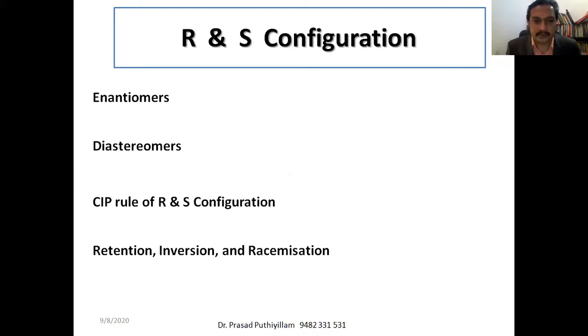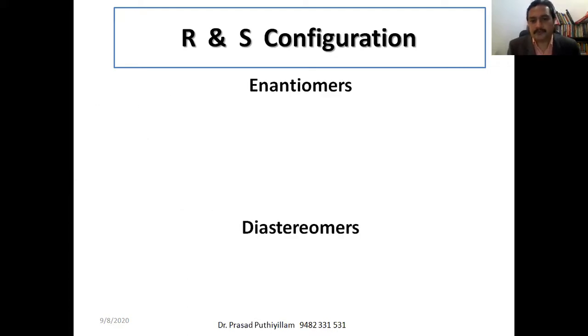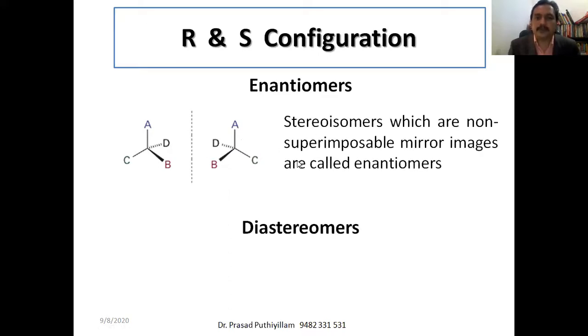racemization concepts. Enantiomers. To explain, I took a chiral molecule, a carbon atom connected to 4 different atoms A, B, C, D, and its mirror image. The molecule and its mirror image are non-superimposable. So they are the stereoisomers which are non-superimposable mirror images.